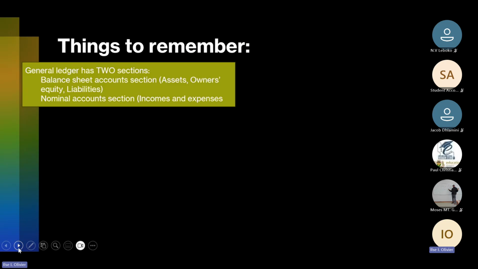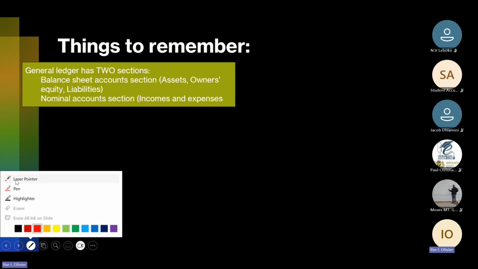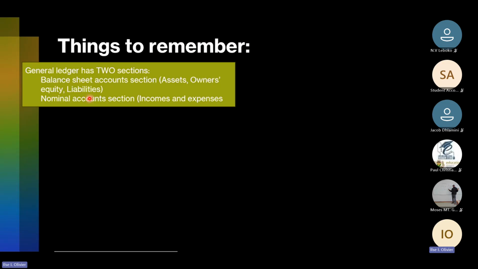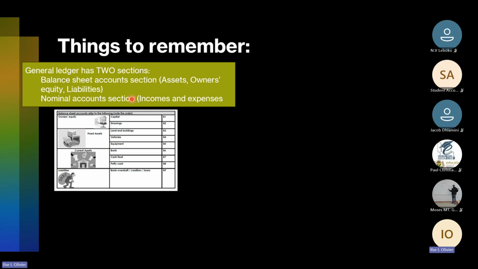Remember that the General Ledger has two sections. The first section is the balance sheet account section, that consists out of assets, owner's equity, and liabilities. If you look at your owner's equity, it will always be capital and drawings. Then we have our fixed assets, that's our land and buildings, vehicles and equipment. Then our current assets, that is bank, cash float and petty cash. And then our liabilities, that is bank overdraft, creditors, and then our loans.